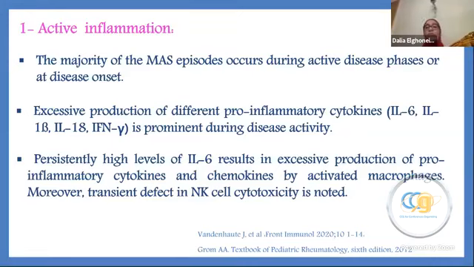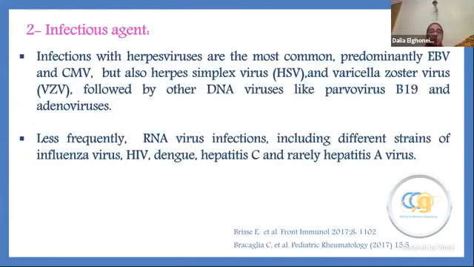There is excessive production of different pro-inflammatory cytokines during disease activity, and it was found that the persistently high level of interleukin 6 results in excessive production of pro-inflammatory cytokines and chemokines by activated macrophages, some sort of vicious circle, ending in a transient defect in natural killer cytotoxicity, resulting in persistent antigen stimulation and failure to kill the target cell or the self-antigen inciting the immune response.